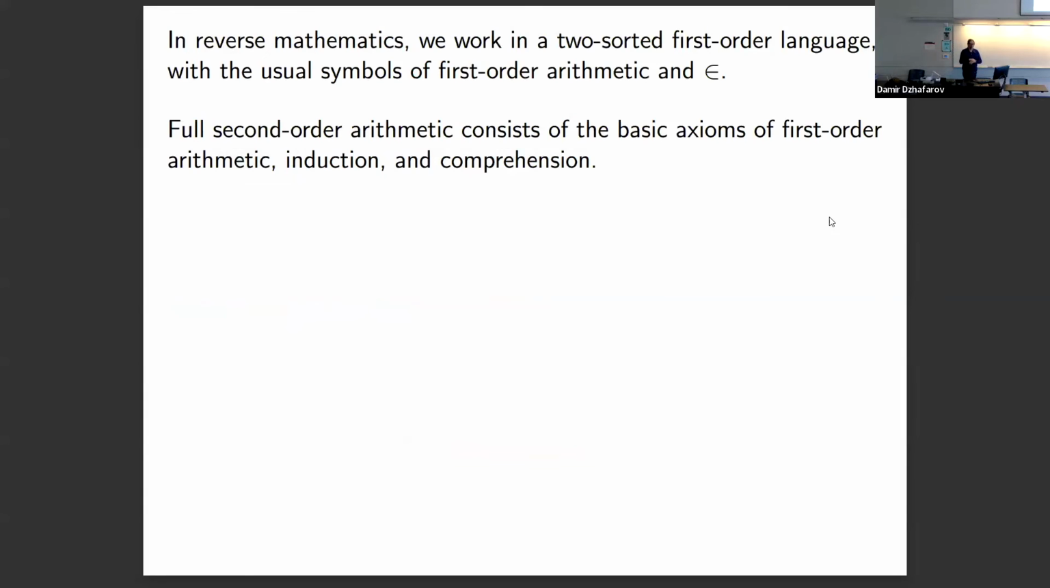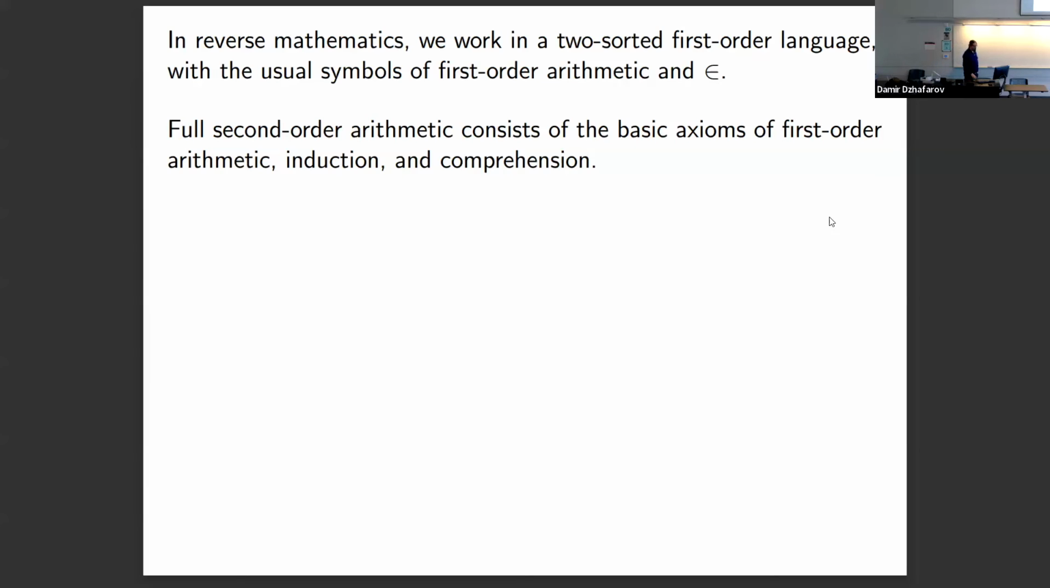Now, let me briefly talk about reverse mathematics. Reverse mathematics is a proof theoretic program in which we work formally in second order arithmetic, which is actually a two-sorted first order language. You have the usual symbols of first order arithmetic, and you have a membership relation between elements of the first sort and elements of the second sort. Full second order arithmetic has basic axioms of first order arithmetic, the ones that define addition, define multiplication, that sort of thing. Then you have full induction, so induction for all formulas in the language, and then you have comprehension, right? For every formula in the language, you can form the set of things that satisfy it.